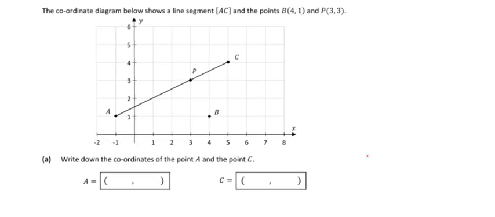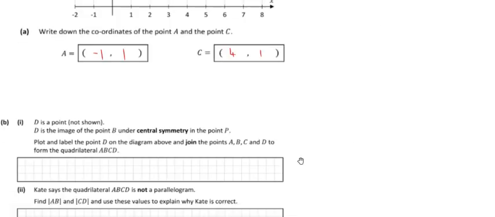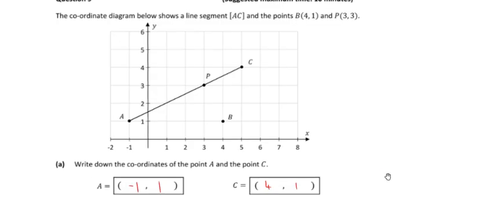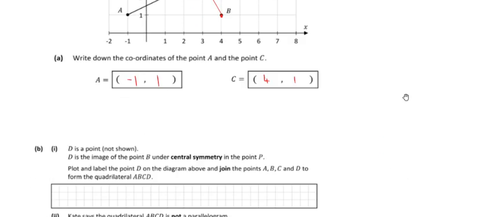Now the first bit was just plotting coordinates. You just had to see that A was minus 1, 1, and B is 4, 1. The second part, we don't really have to use any formula either. That's just D is the point, it's central symmetry. We have to use central symmetry with the point B through the point P. So if you look at B there, to get to P, you're going across two boxes. So you do the same on the other side, and that gets you to there. So that's the point D. That's all that is. So that's central symmetry mixed in.